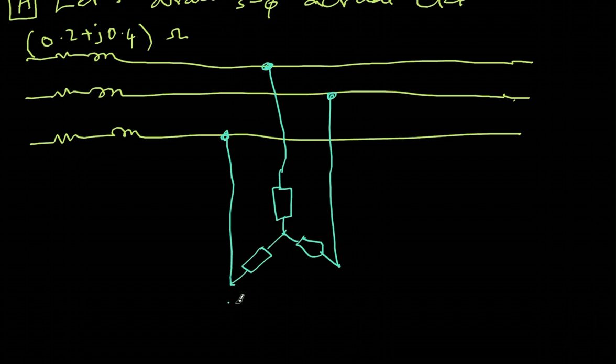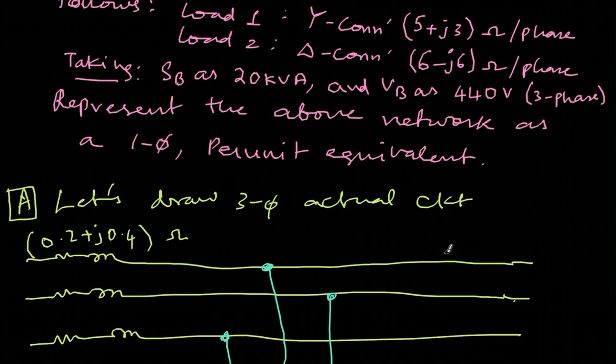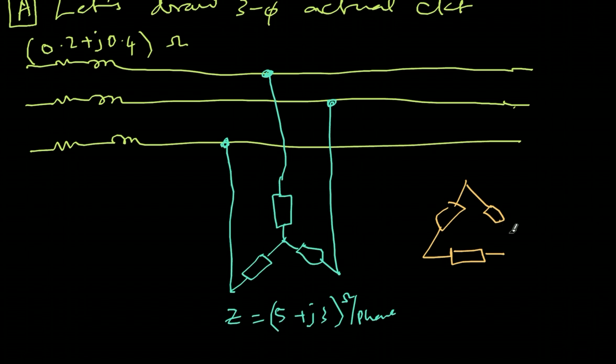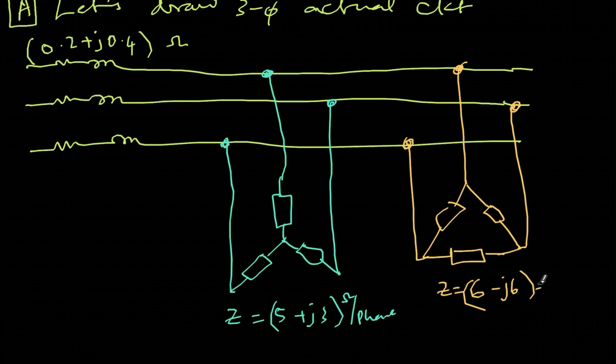Parallel to this, what is the impedance? 5 plus j3 ohms per phase. Now, what is the other impedance? The other impedance is delta connected. Again, I'll just connect it in parallel to the first one. Here the impedance is 6 minus j6 ohms per phase. The minus indicates there is a capacitor here. So this is the system that is given to us.